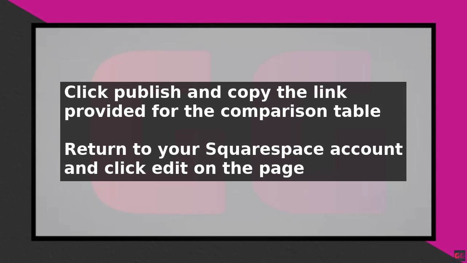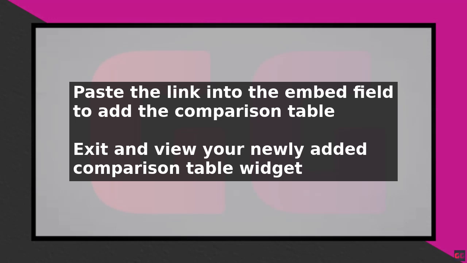Once you've customized the template, click Publish and copy the link provided. Return to your Squarespace account. Click Edit on the page where you want to add the comparison table.